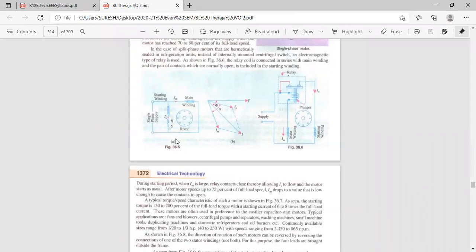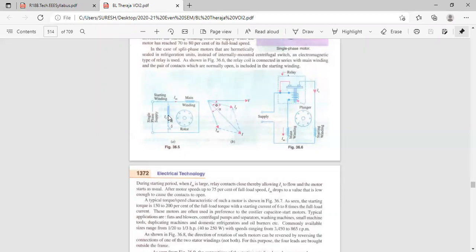Why? This is open circuited. In open circuit, what is the current? 0. That is the reason. If you close this switch, current will flow here. This current will divide in these two.